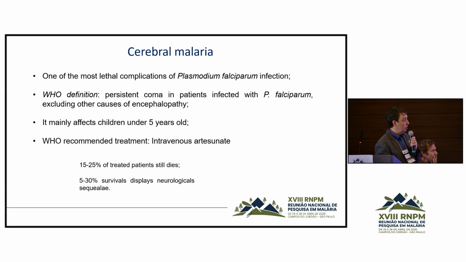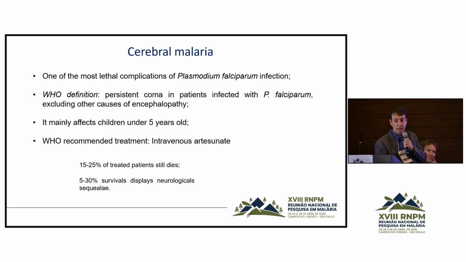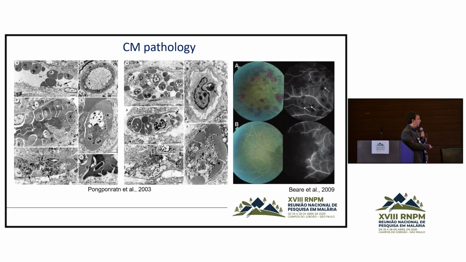Just to speak about the problem of cerebral malaria, it is the most lethal complication of malaria, of Plasmodium falciparum, and there's a treatment which is intravenous. It's an intravenous medication, but it causes 15 to 25% of treated patients to die. We have been working on an experimental model to try to understand how this process happens with intravenous artesunate to develop therapies that improve this outcome.